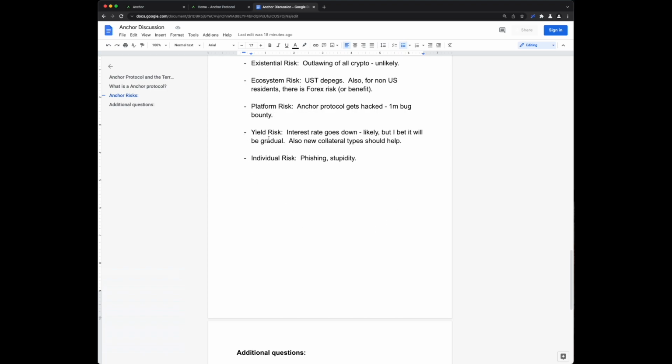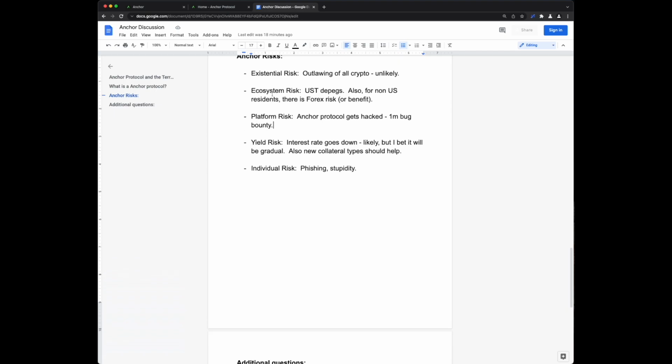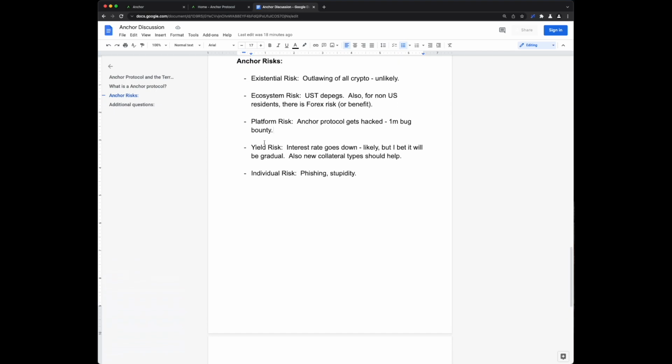So then moving down from there, we have a yield risk. And to me, these risks seem, in my opinion, pretty manageable. I don't think any of them is super likely to happen. But the yield risk to me is one that feels much more not just possible, but almost guaranteed.